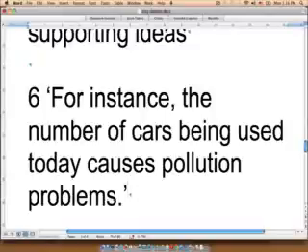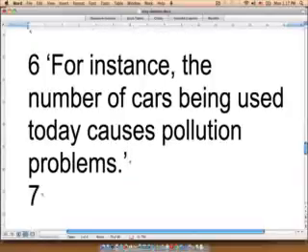Now what you can see in the example is that it's quite general. We're talking about cars, we're talking about pollution problems. We're not really referring to any specific area at all. So this is quite a general example that we're sharing. It's not particularly specific. Now at a band 7, the student might have written something like this.